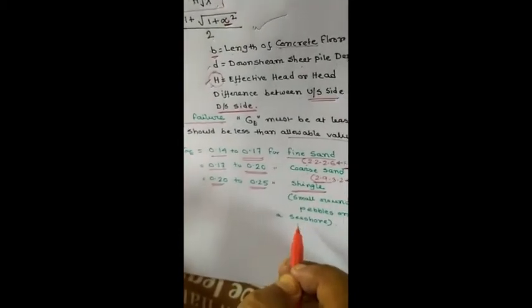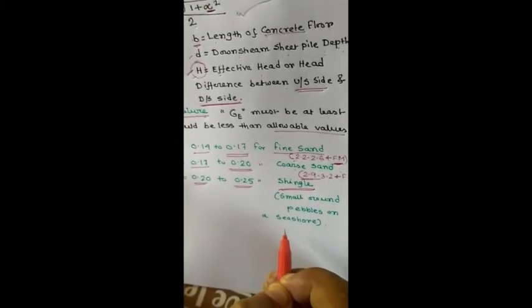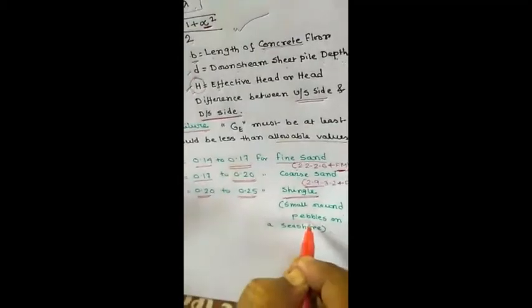It's for shingle. Shingle is a very uncommon or unfamiliar term to you. Do not hesitate. Shingle means small round pebbles on the seashore.